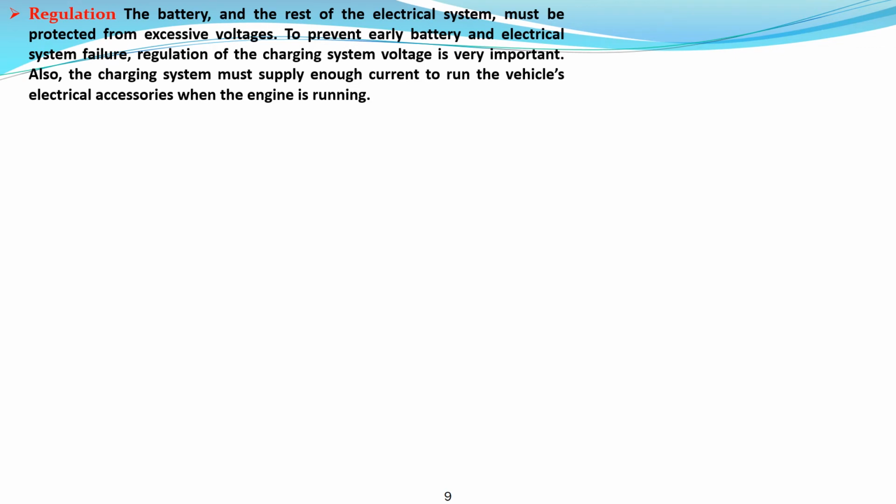Regulation: the battery and the rest of the electrical system must be protected from excessive voltages. To prevent early battery and electrical system failure, regulation of the charging system voltage is very important. Also, the charging system must supply enough current to run the vehicle's electrical accessories when the engine is running.